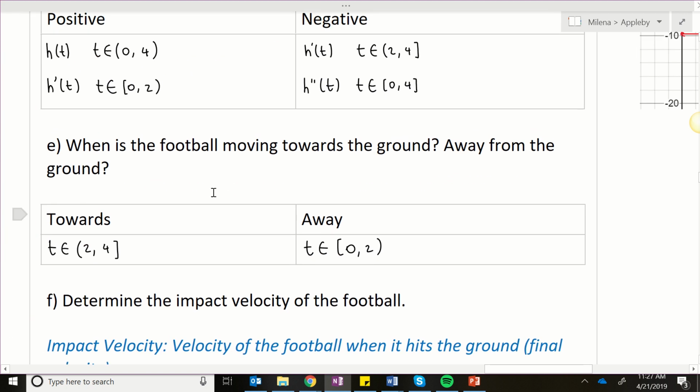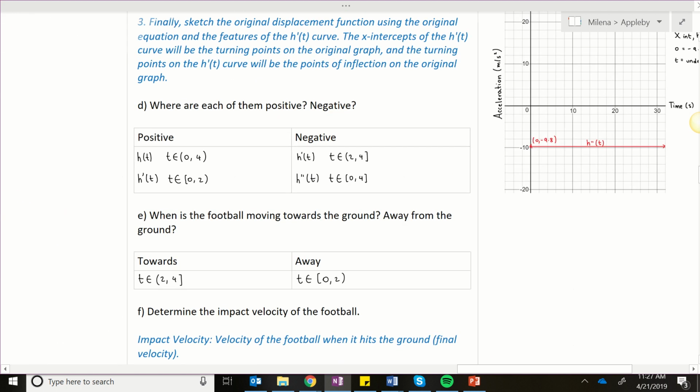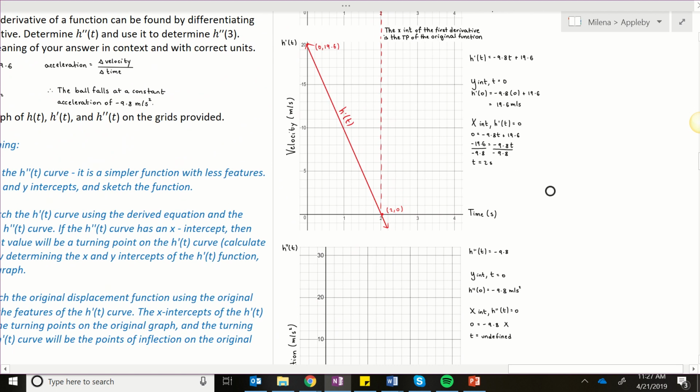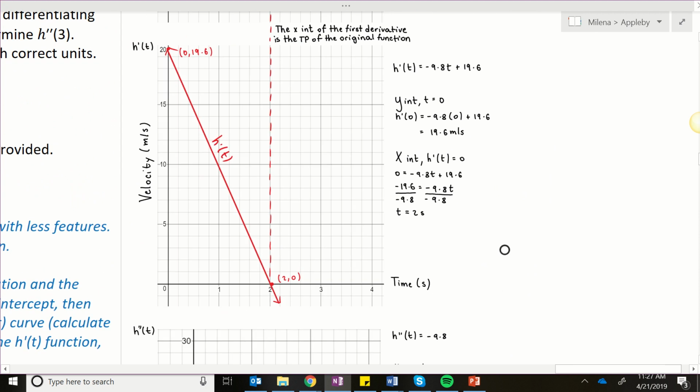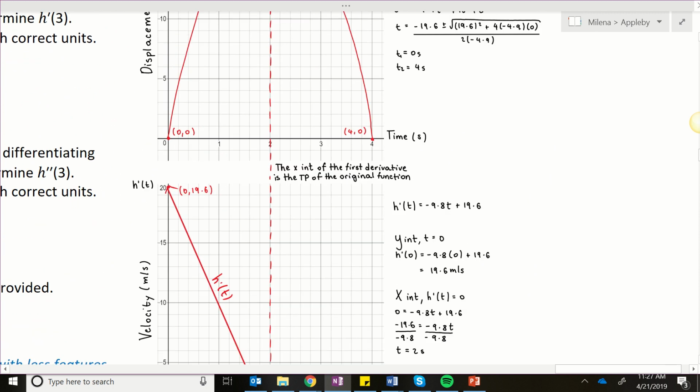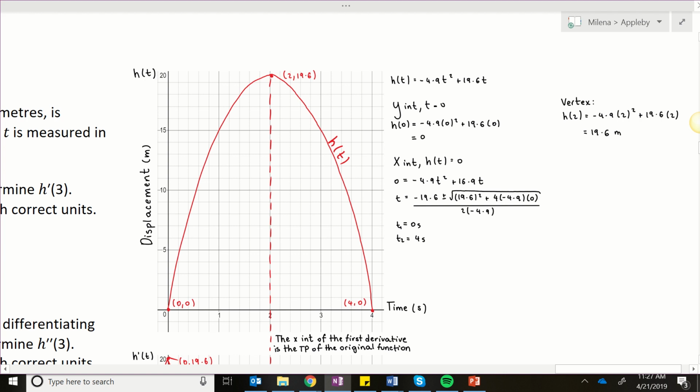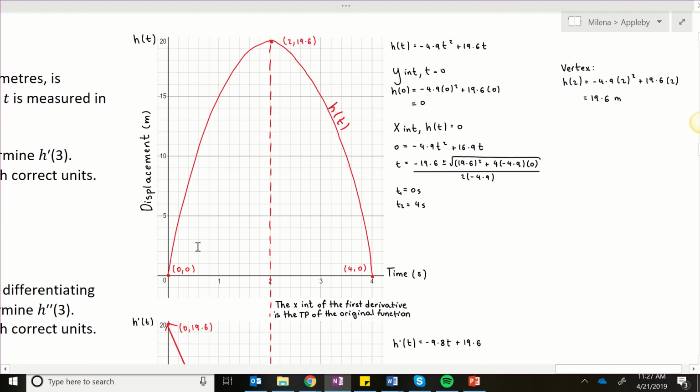All right, part E. When is the football moving towards the ground and when is it moving away from the ground? I briefly discussed this previously, but we can look at whether the ball is moving towards or away from the ground based on the velocity versus time graph or the displacement versus time graph. So let's begin here first. So when we kick the ball up, so picture a little guy kicking this ball, we're kicking it from the ground into the air. So it is moving away from the ground.